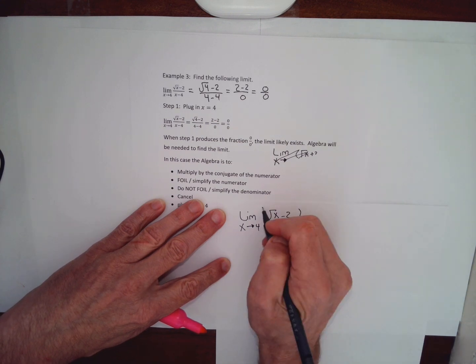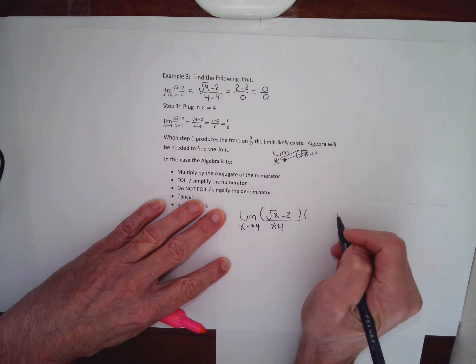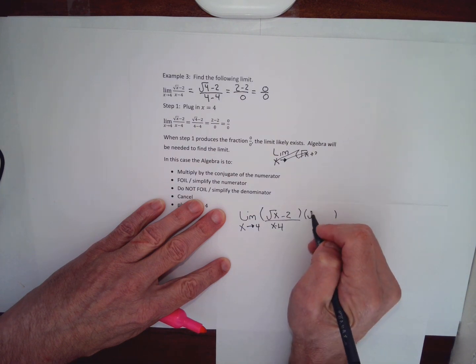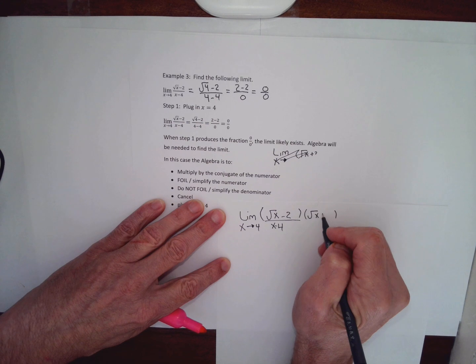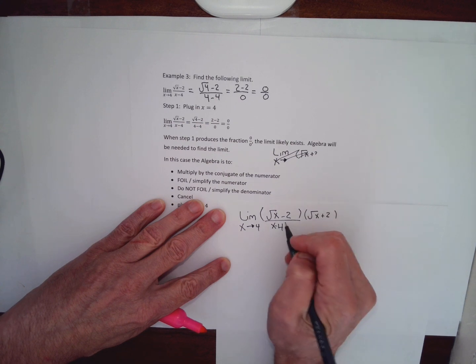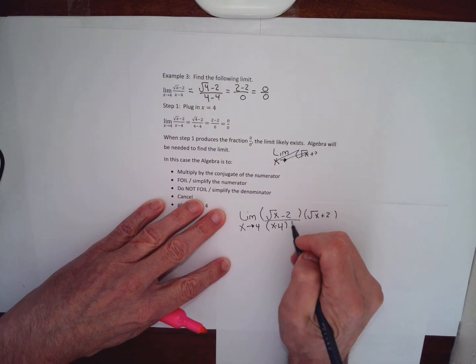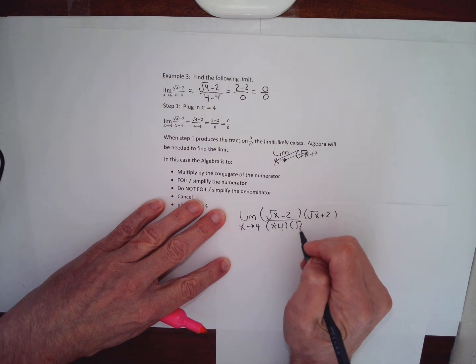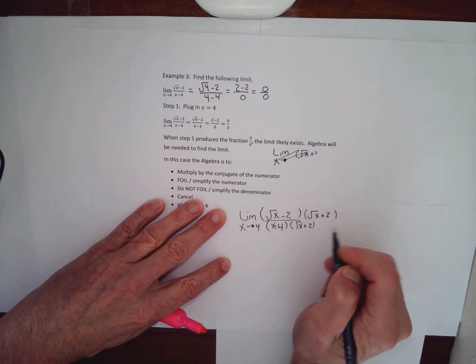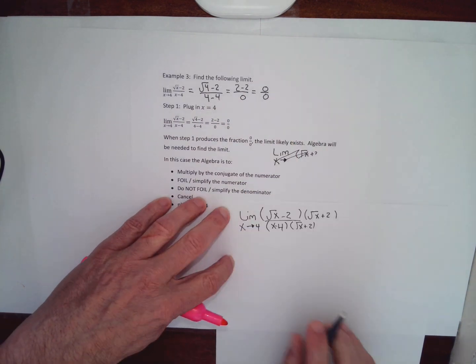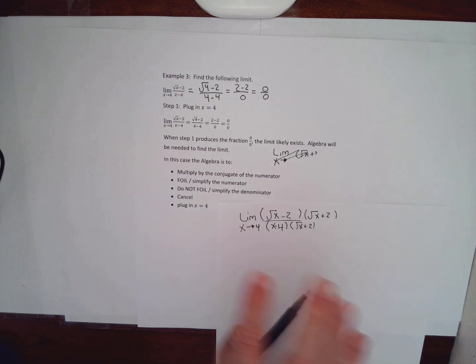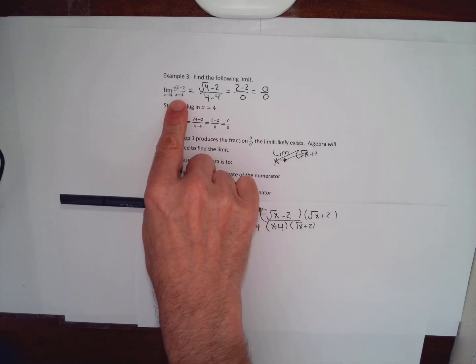So I'm going to multiply the numerator by its conjugate. The conjugate of the square root of x minus 2 is the square root of x plus 2. And in this denominator that hardly looks like x minus 4, I'm also going to multiply it by the square root of x plus 2. So anytime I get 0 over 0, the limit likely exists. Factoring and canceling isn't an option. There's no factoring that can be done.